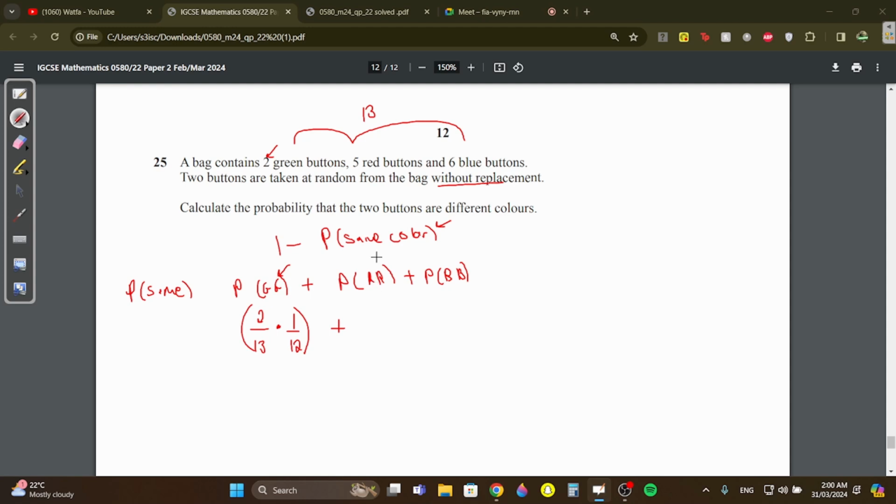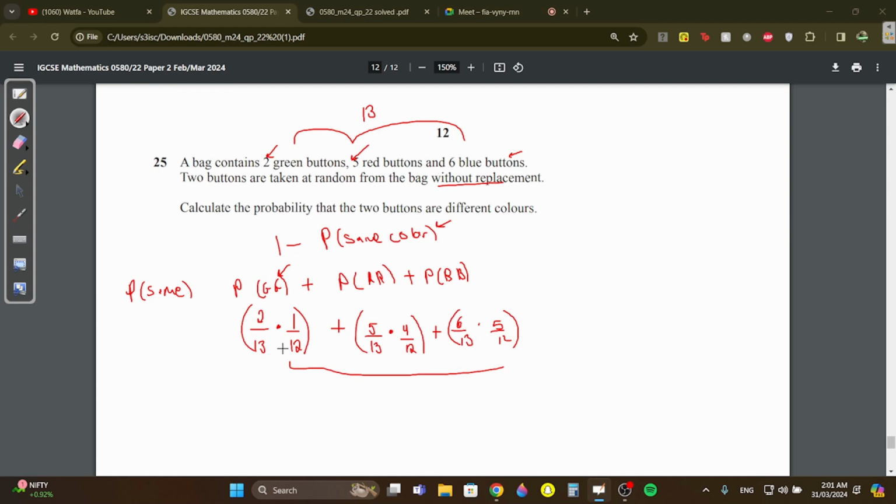So that's the probability of getting green green. Plus the probability of red red. Red is 5, so 5 out of 13. Let's pay attention. The second time he takes the red button, there's only going to be 4 red buttons and 12 buttons in total. Plus the probability of getting blue blue. Again, 6 over 13 times 5 over 12, because there's only going to be 5 blue buttons left after he takes the first one. So let's calculate the probability of this, and we're going to subtract it from 1.